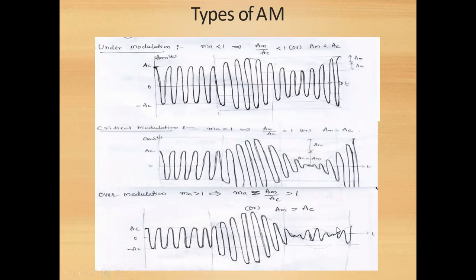We will get some distortion, which we call phase reversal. You know, this is the carrier signal, and the peak amplitudes which we are joining is nothing but the message signal, which looks like the message signal.